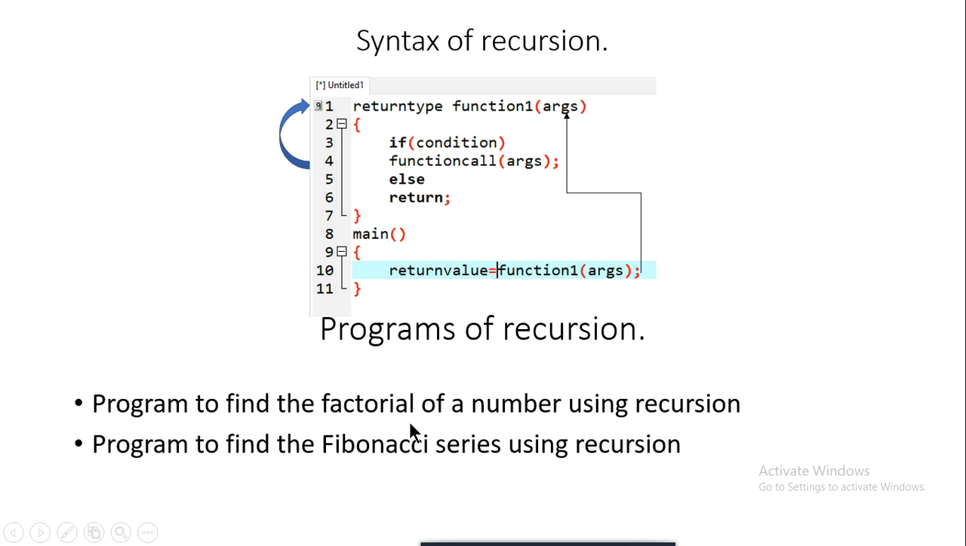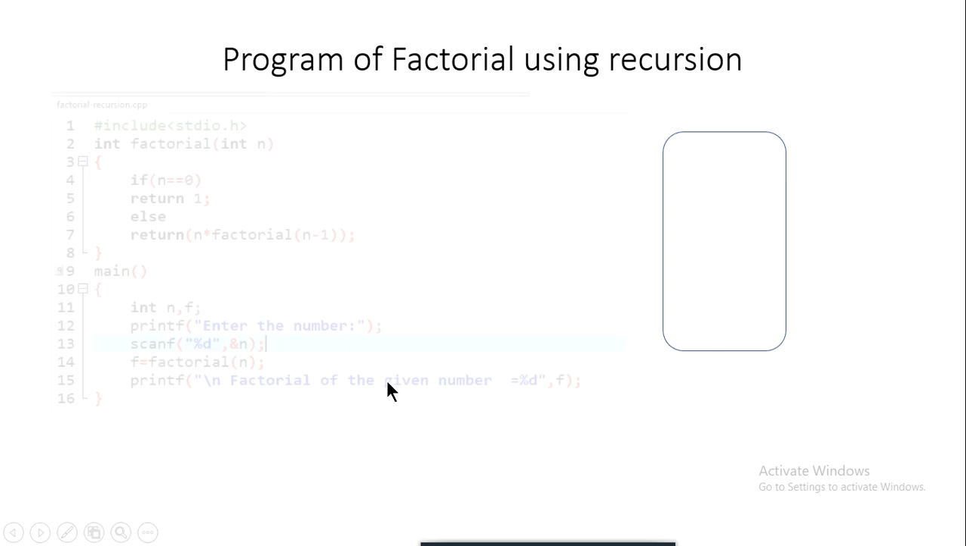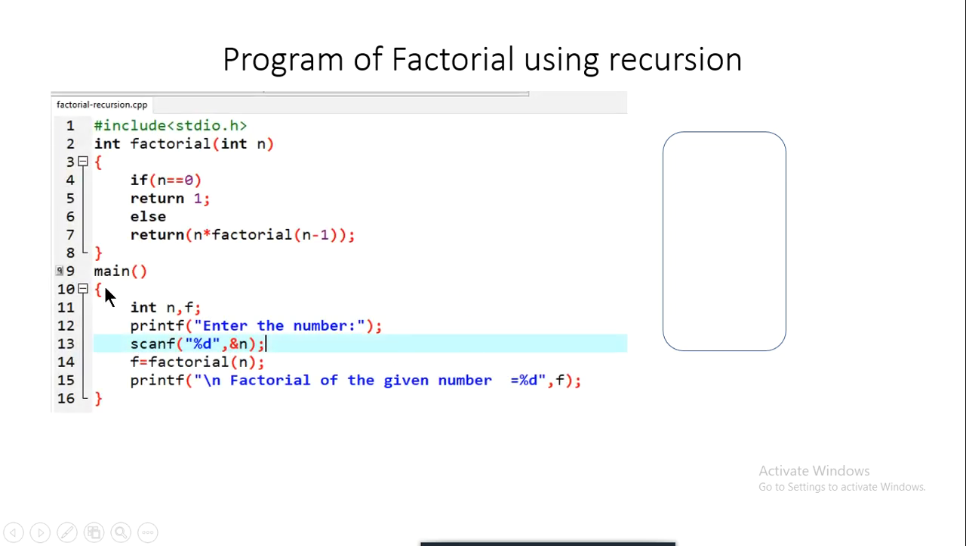So there are two programs that you can do by yourself. I'll implement the first program, that is factorial of a number, using recursion. I have already written the program and I'll explain how the code works. So you see, this is the program code. In the main function I have asked for input from the user in n, and then passed this n value to this recursive function factorial.